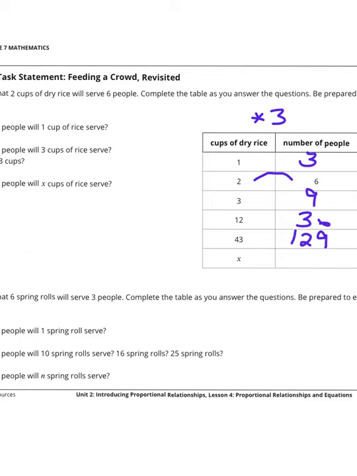So the question is, how are we getting that number in the right column? Well, that number in the right column comes from taking that number in the first column and multiplying it by 3. When we say we have x cups of rice, how many people will that serve? That means that x could be anything. We're doing that repeated thing every single time. We're multiplying 3 by whatever that number is. And we write that algebraically as 3x.